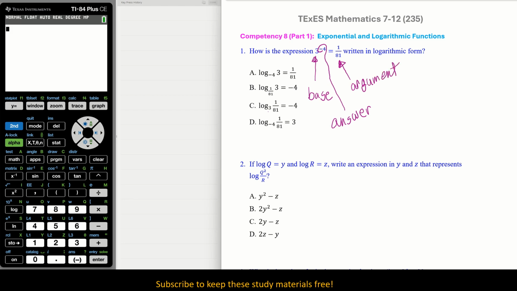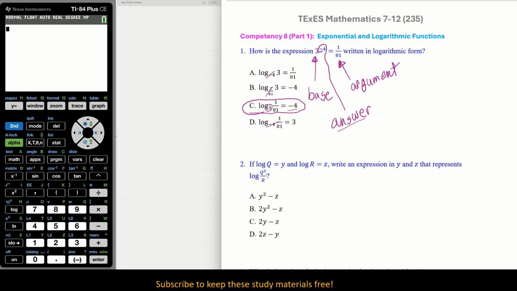So then we just need to put everything into the correct position. The first thing is 3 is the base. Well, where does the base go? It will go here, like a lower number in that position. So none of these work. And then 81 is the argument, which goes after that. And then the answer obviously would go after the equal. So the only option that truly works is C.